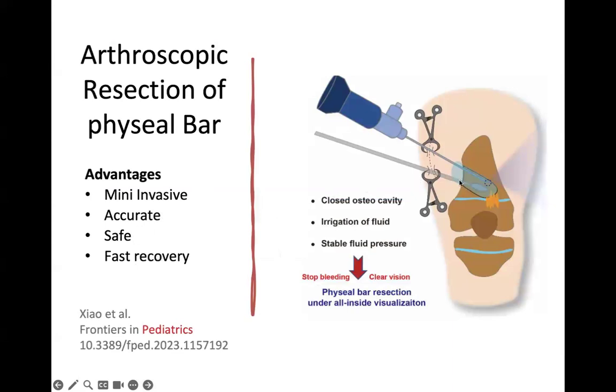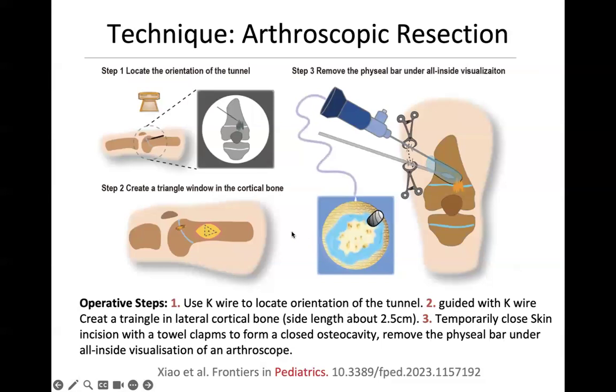This is the type of arthroscopic resection, which is minimally invasive, more accurate, more safe, with fast recovery. The window is performed here and the closed osteocavity is prepared. Fluid irrigation produces a stable fluid pressure, which stops bleeding and gives a clear view, and physeal bar resection is done under all inside visualization. This is the technique of arthroscopic resection.